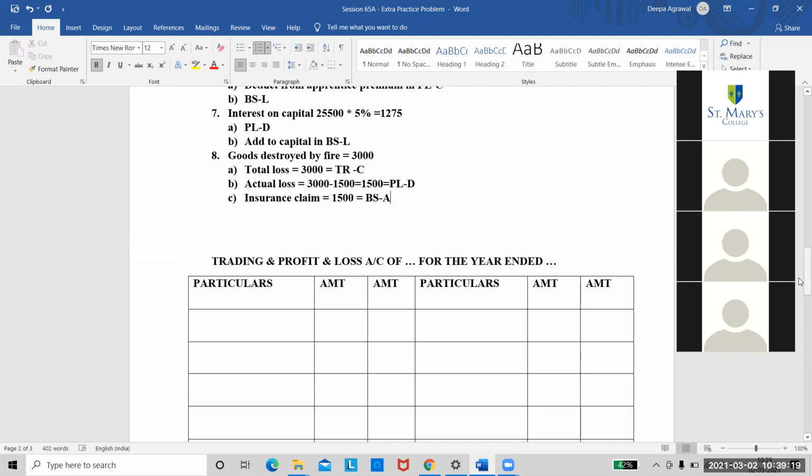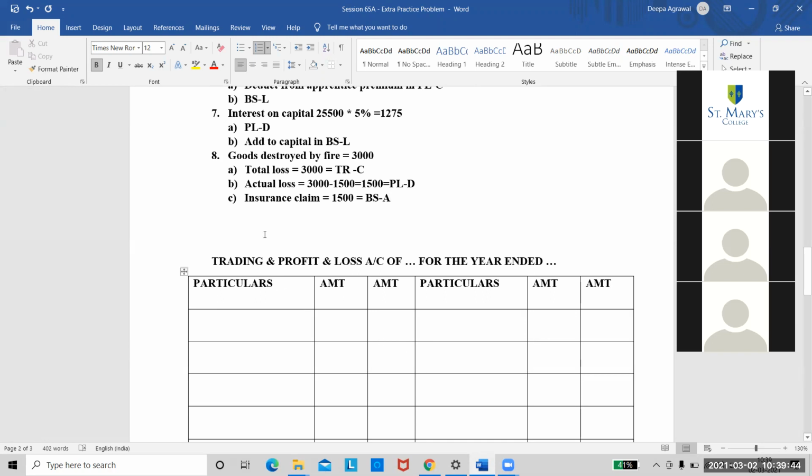So every time you should check the total loss and the actual loss. If the insurance company is not accepting the claim at all, what will be the actual loss? Entire 3,000. If it is accepting the claim in full, what is the actual loss? Zero. Then you will not take anything in P&L account. Right?